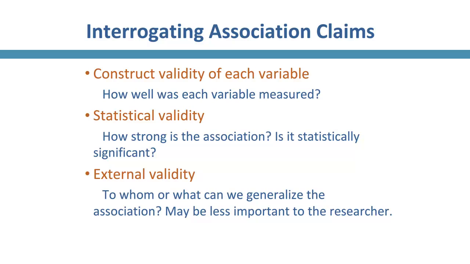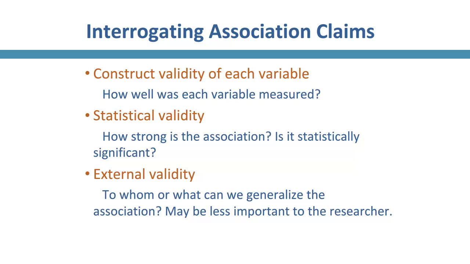The strongest association correlation you can have here would be a 1.00. It can be either positive or negative. So if you say that there is a correlation between Facebook use and depression of 0.99, that is really strong. If you say that it is 0.01, that's not very strong at all, and I'm not going to believe your claim. So you have to ask, how strong is the association? Is it statistically significant to get at statistical validity?